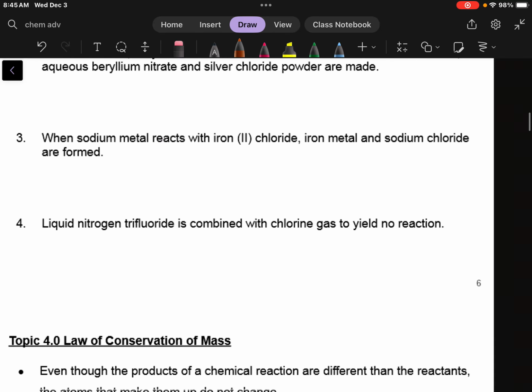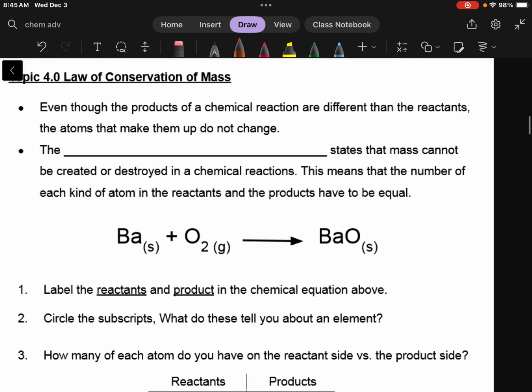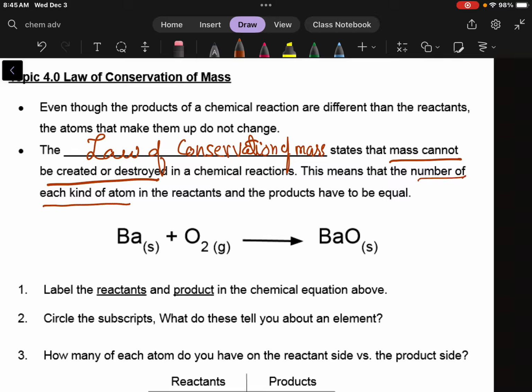Okay, now skipping all of this and going to the law of conservation of mass. This law states that mass cannot be created or destroyed. That means the number of atoms on the left-hand side must be equal to what? Right-hand side. If it is not, you have to make them equal. That process is called balancing. That means making atoms equal on both sides.